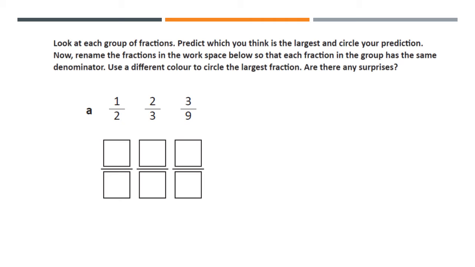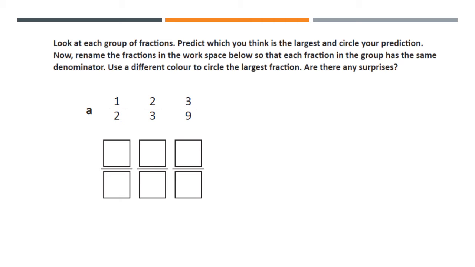Let's look at the sum I've got here. Now, I've got a group of fractions. Predict which one you think is the largest and circle your prediction. Now rename the fractions in the workspace below so that each fraction in the group has the same denominator. Use a different color to circle the largest fraction.